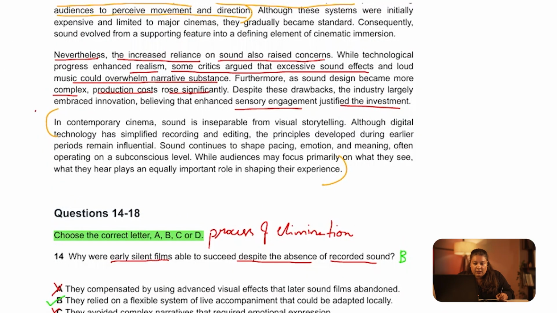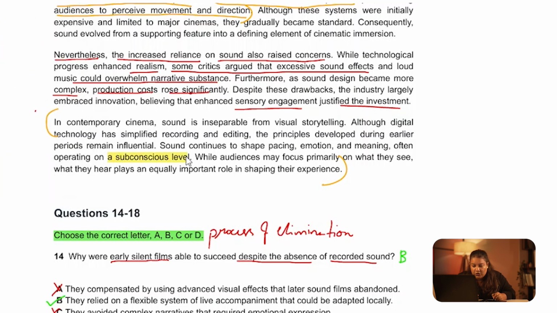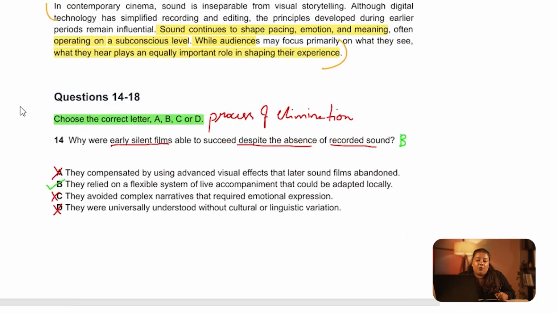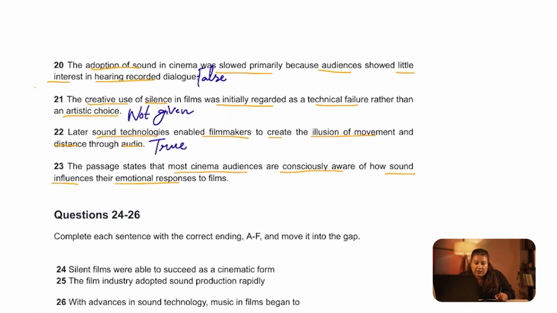Let's do a detailed reading in this area. Do we have anything related to audiences? We do have subconscious audiences. Here it says sound continues to shape pacing, emotion, and meaning, often operating on a subconscious level. While is a transition word, audiences may focus primarily on what they see. What they hear plays an equally important role in shaping their experience. So we do have the information here, but it does not talk about how it affects the emotional experience of audiences or their emotional response. So it is partial information, and we don't have anything talking about emotional responses in the passage. So my answer to this question will be not given.